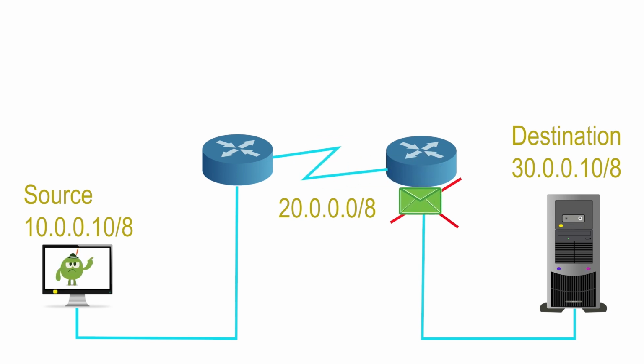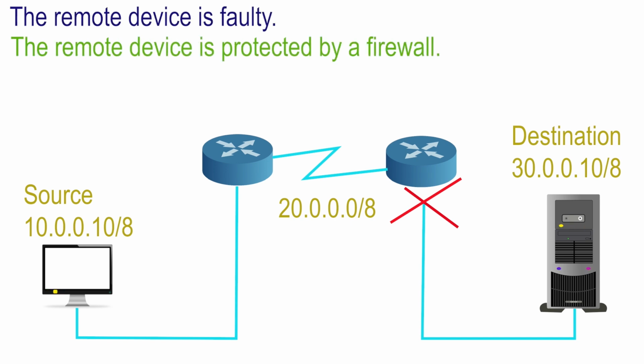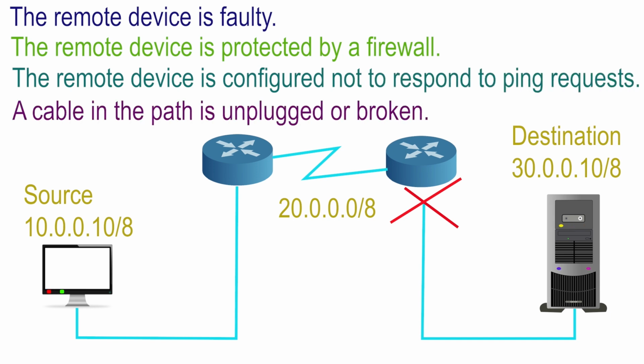A non-functional device does not respond to echo messages. There can be many reasons for this. For example, it may be faulty, protected by a firewall, or configured by an administrator not to respond to ping echo messages. Once you identify the non-responsive device, you can take several steps to resolve the issue.